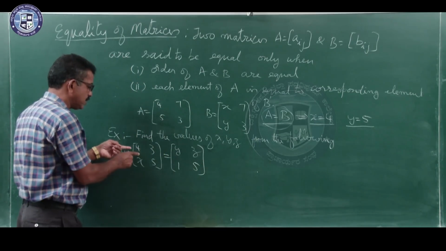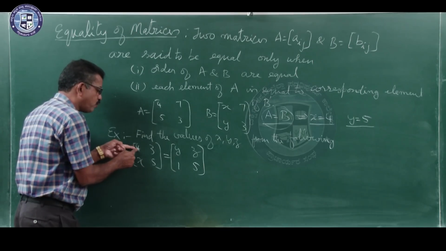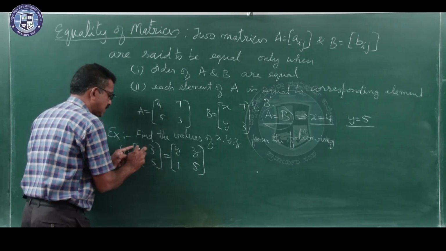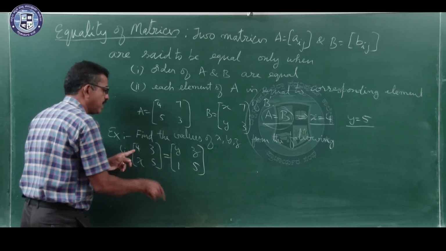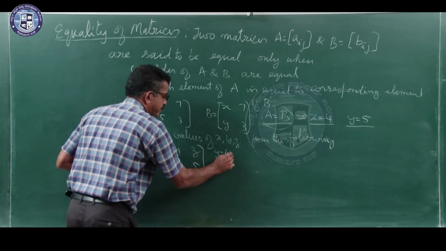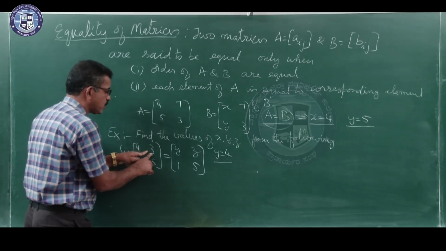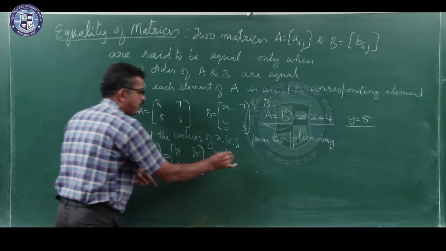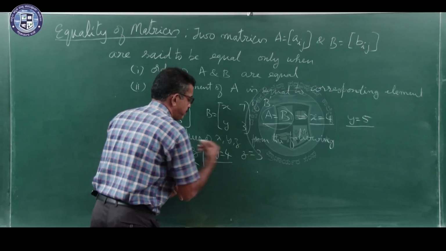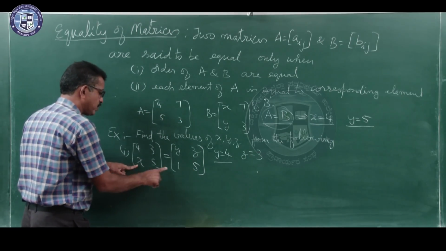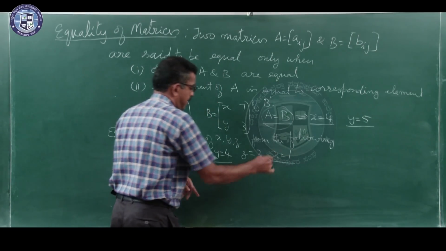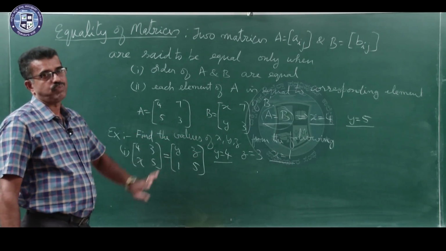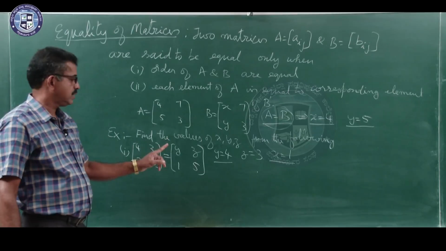Now please tell me, dear students, what do we have in the place of 4 here? When two matrices are equal, corresponding elements must be equal, no? What do you have in the place of 4? y. So y is equal to 4. What do you have in the place of 3 here? z. Therefore, z is equal to 3. What do you have in the place of x? It is 1. Therefore, x is equal to 1. These are the values of the unknowns x, y, z.